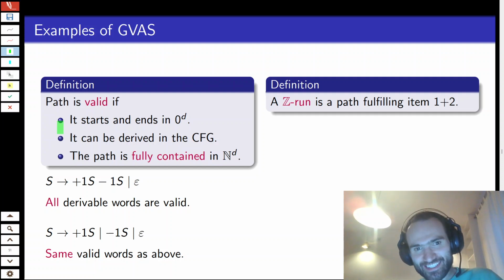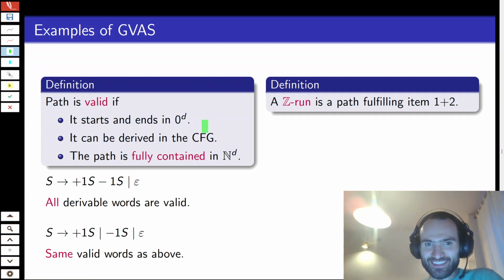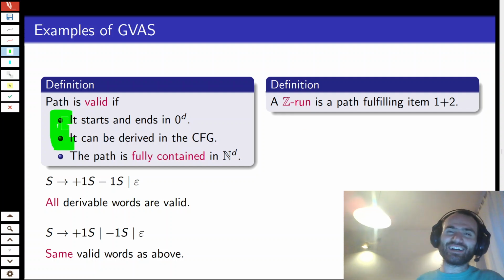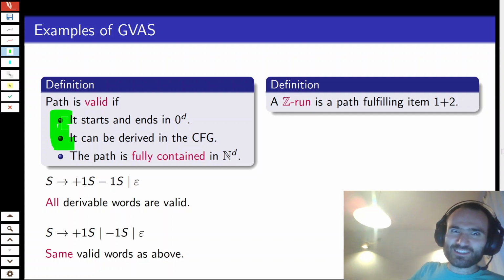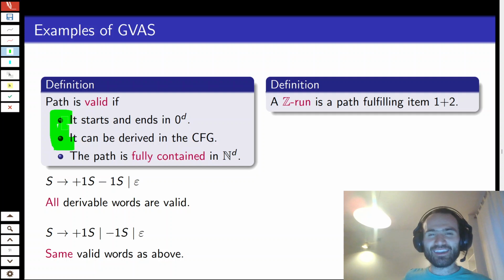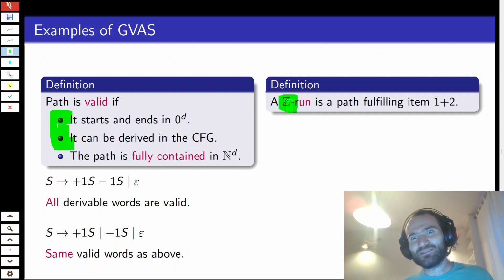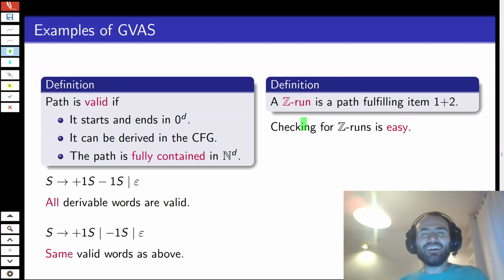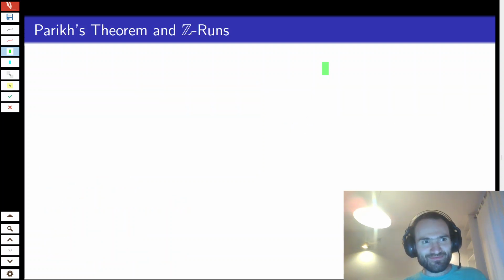So the first interesting stuff is what's a Z-run. A Z-run is a path that fulfills the first two conditions. So it has to start and end in 0, and it has to be derivable in the context-free grammar. But it's allowed to go negative. This is the reason why we call it a Z-run, because it may visit negative points. So it may visit arbitrary integers. And now, the first thing we have to observe is that checking for Z-runs is easy.